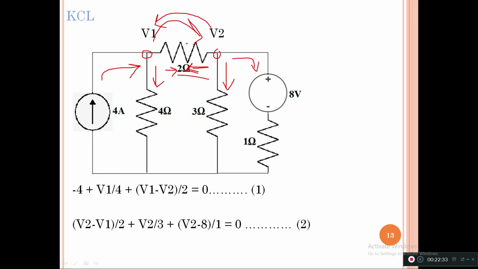ठीक है, तो ये होगा V2 माइनस V1 अपॉन 2 प्लस ये हो गया V2 अपॉन 3, okay, for this resistance. And then for the last current, I will take V2 minus 8. Why V2 minus 8? Because this is V2, this is again a voltage, and this is again a voltage. So if I want to find out the potential difference, it has to be V2 minus 8 upon 1 for this resistance. So this is how we have come to the conclusion of the second equation.